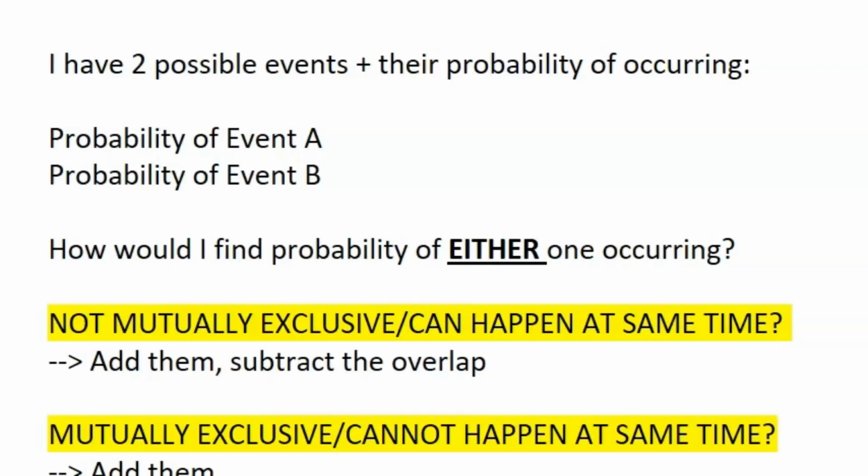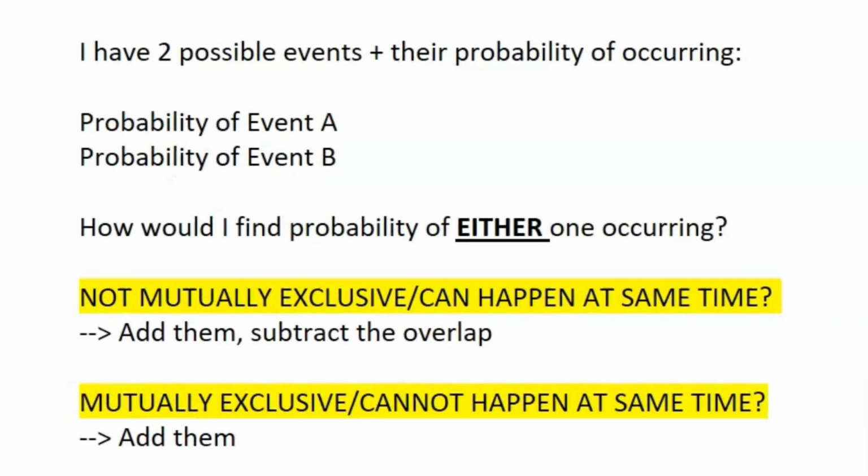All right, so probability rules. Let's say I have 2 possible events and their probability of occurring is probability of event A and probability of event B. How would I find the probability of either one occurring? It doesn't matter if it's probability of A happening or probability of B happening.